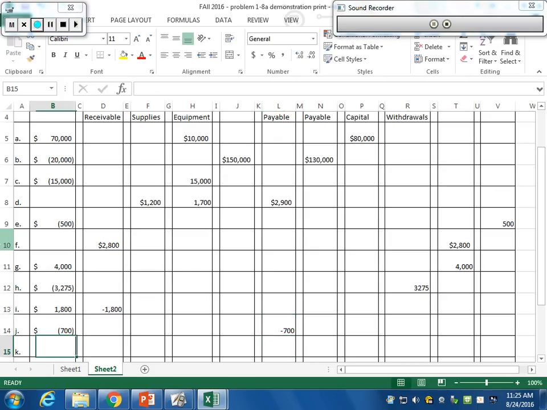And lastly, K. The company paid $1,800 cash for the office secretary's wages for this period. So what increases and what decreases? Cash decreases by $1,800. And what else? Expenses increased by $1,800 because wages are an expense.